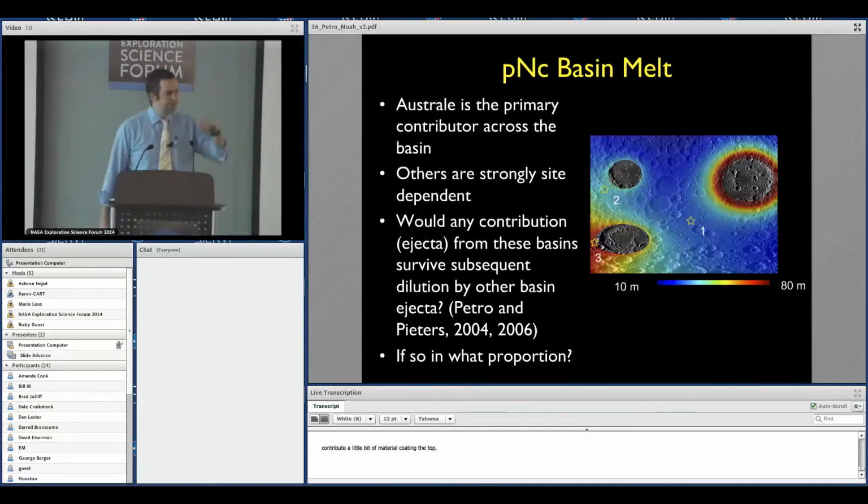It's like sprinkling the salt on top of your baking. Eventually, once you add the egg and everything else, it just disappears, even though it might have coated the surface initially. And in what proportion do these materials survive today?